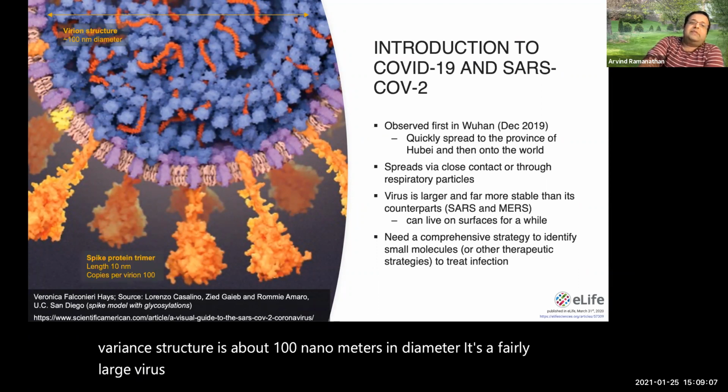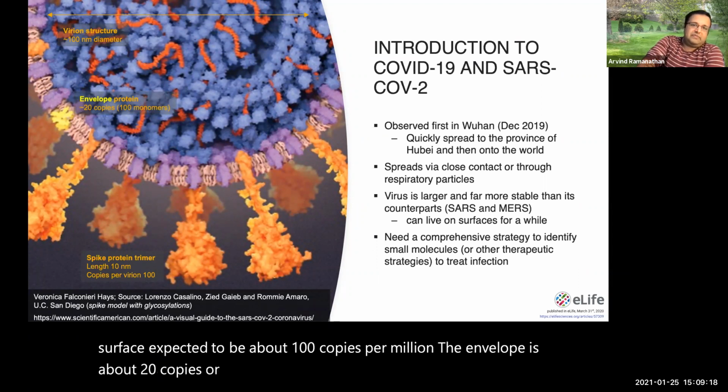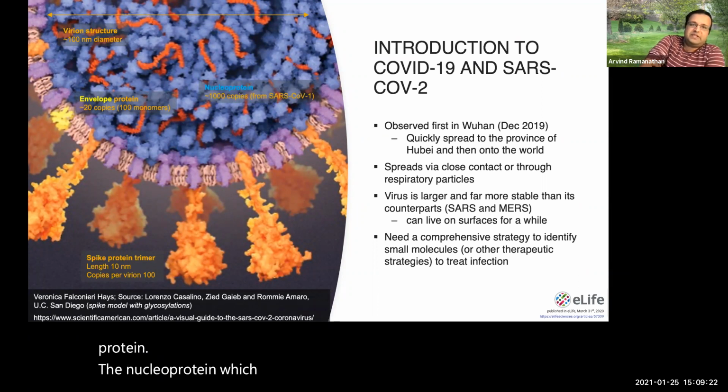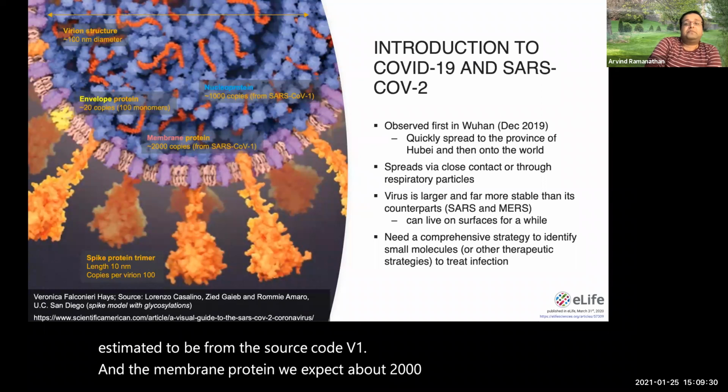With spike protein trimers that sit on the surface, expected to be about 100 copies per virion. The envelope is about 20 copies or 100 monomers that are present on the protein. The nucleoprotein, about 1,000 copies of which are estimated from the SARS-CoV-1. And the membrane protein, we expect about 2,000 copies of which are sitting there.